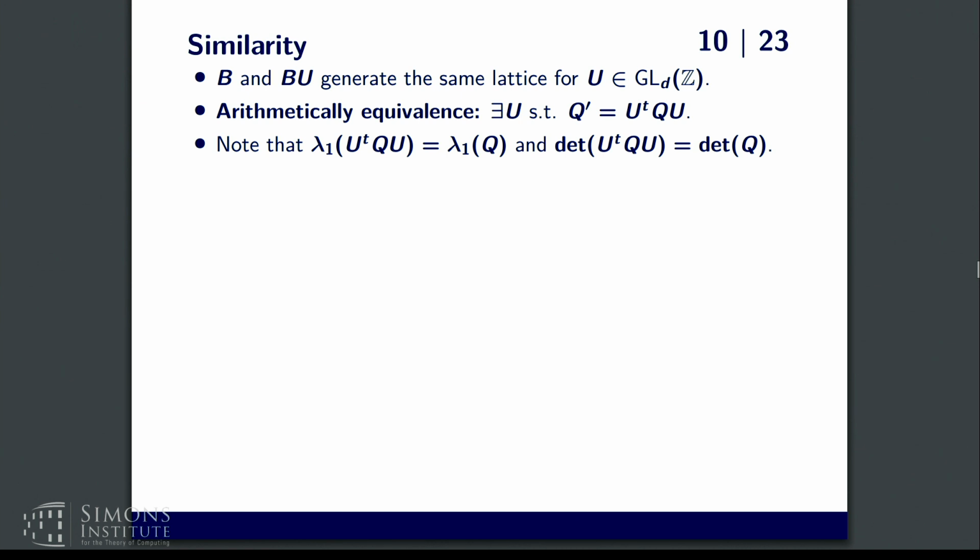Okay, and what's nice to know is that the arithmetical minimum and determinant are what you would expect, they stay the same under this transformation. And we want a slightly broader notion of similarity because we don't care about scaling.